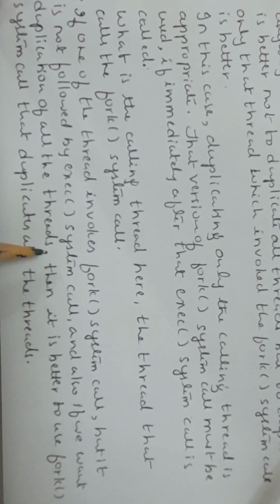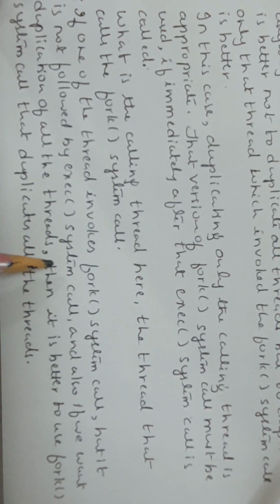That is better in any way, because the exec system call is going to replace the whole process. In the second case, only the fork system call is called, and immediately after that the exec system call is not called. Then it is better to go for the second version of the fork system call, which duplicates all the threads. So that is regarding the first issue and its solution, related to the fork system call and exec system call in those two cases.